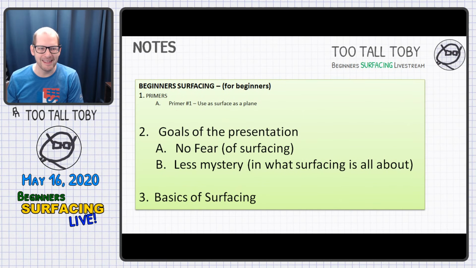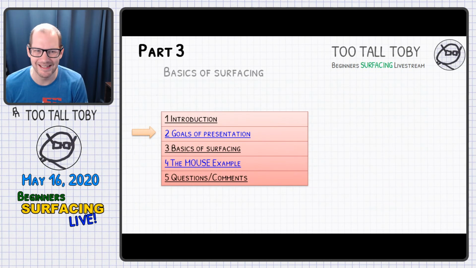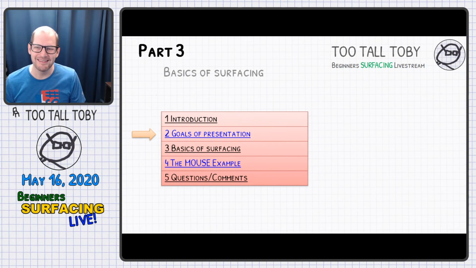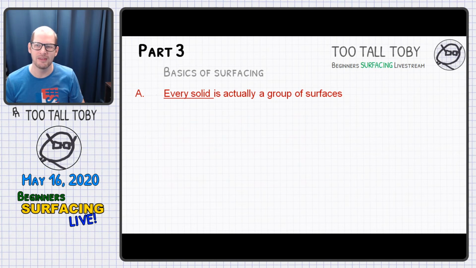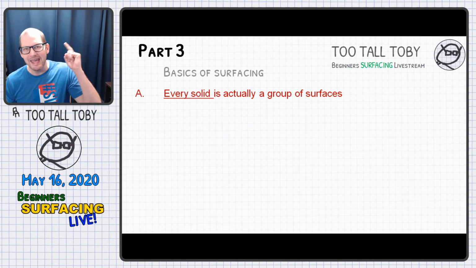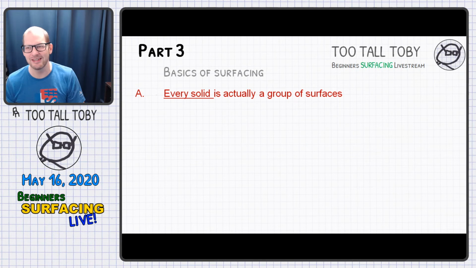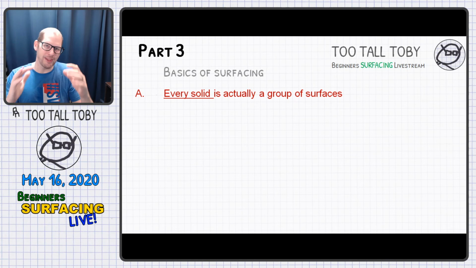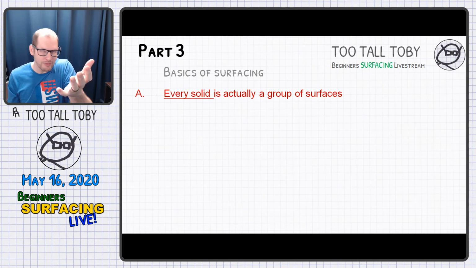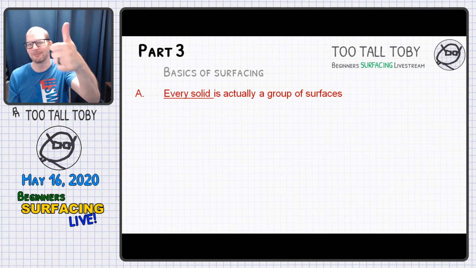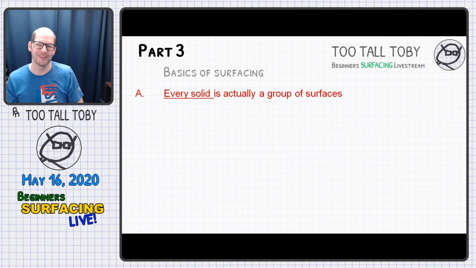All right, let's get into our next section here. Basics of surfacing. I like to break down the basics of surfacing into these key points. Number 1, every solid that you work on is actually a group of surfaces. Believe it or not, you can delete a face off of any solid and turn it into a surface model. So you're already working with surfaces. It's awesome. You're ahead of the game. You're further ahead than you thought you were.